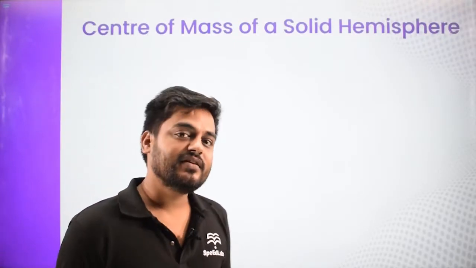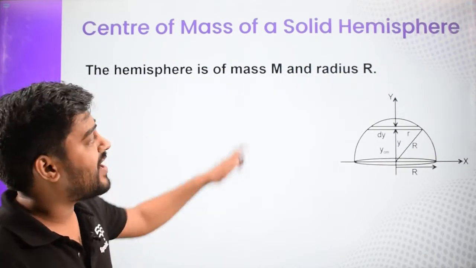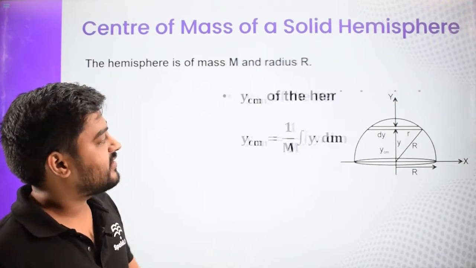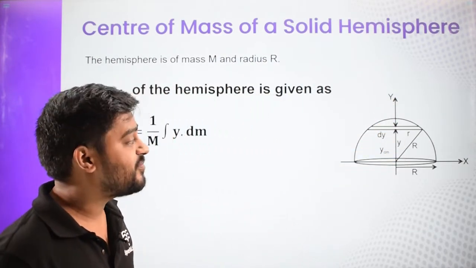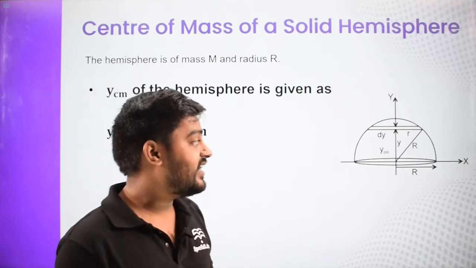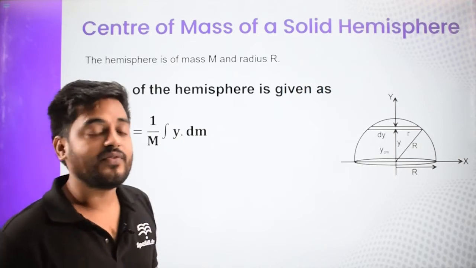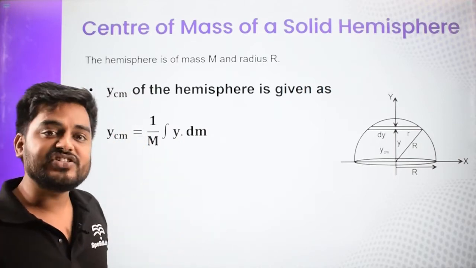Let us calculate the center of mass of a solid hemisphere. So we have a solid hemisphere of mass capital M and radius capital R. Now to consider, this is symmetric about the y-axis. So if it is symmetric about the y-axis, the x coordinate and z coordinate of the center of mass are going to be 0, 0, right? So we just need to calculate Y_CM. And what is Y_CM? The formula is 1 by M integration y dm.